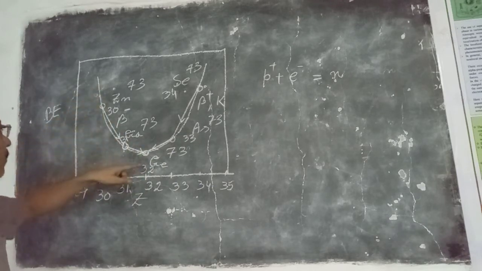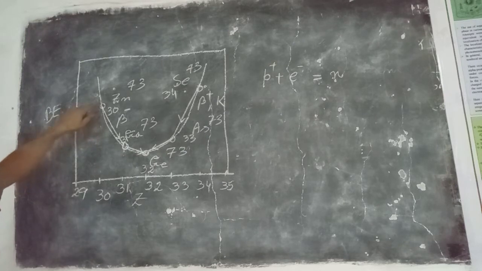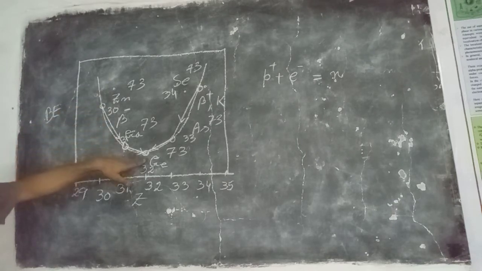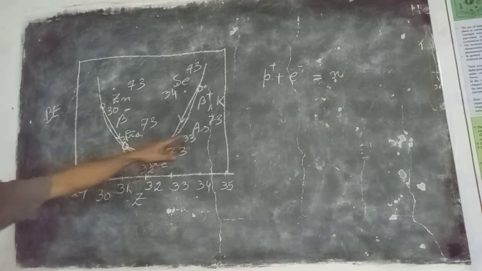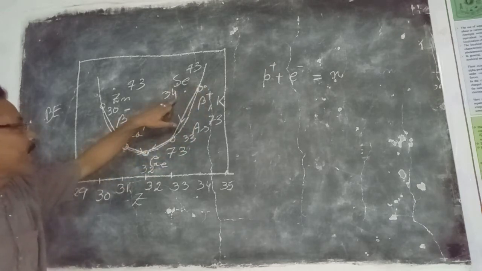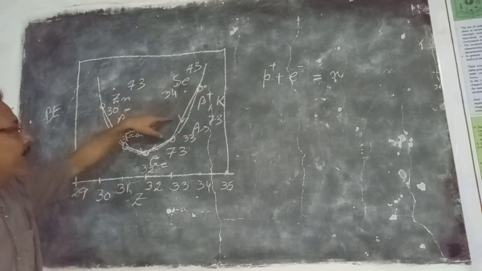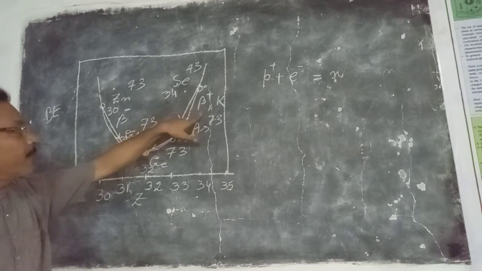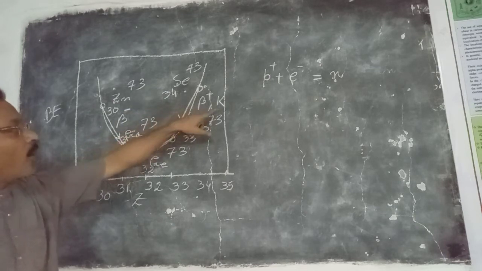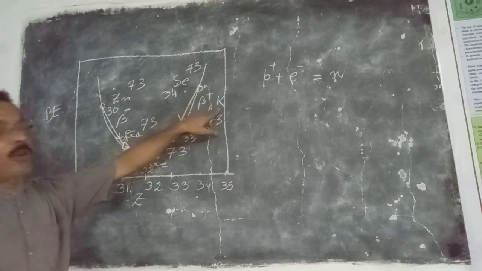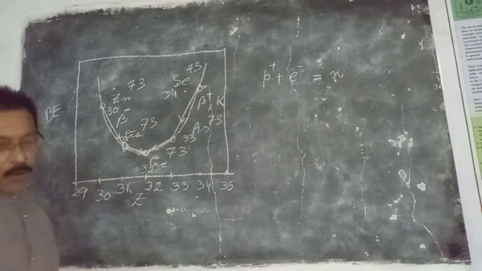So on this side, if the mass of this atom is larger than this one, then electron emission will take place and they will come to the stable point. And on the other side, if Z is larger and mass is larger, then they will emit a positron or they will capture the electron to come to this stable point.